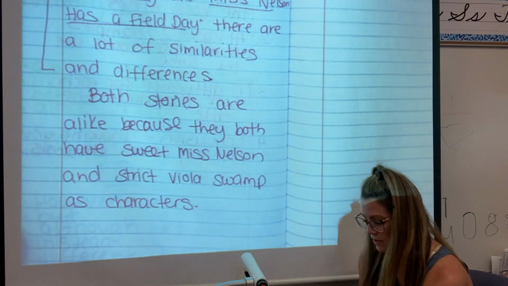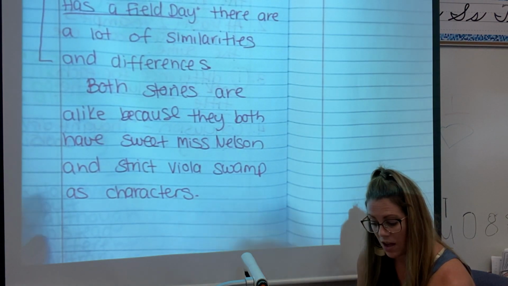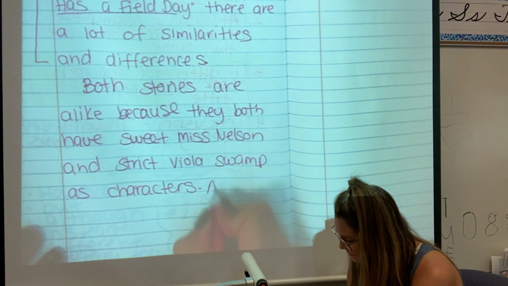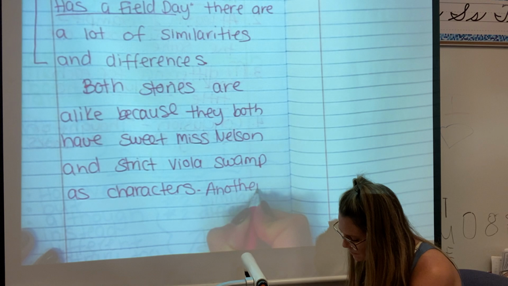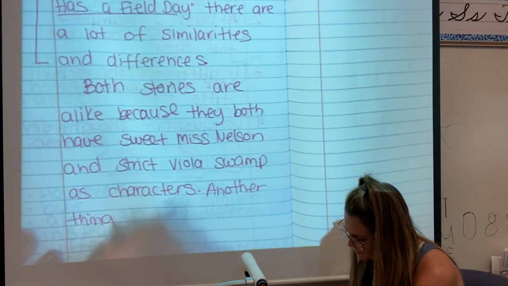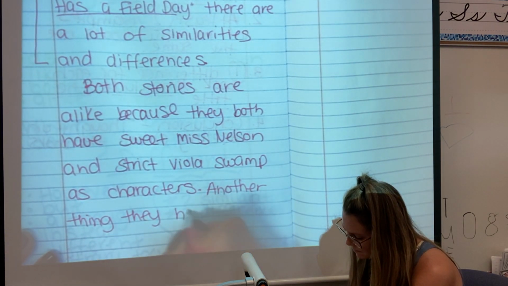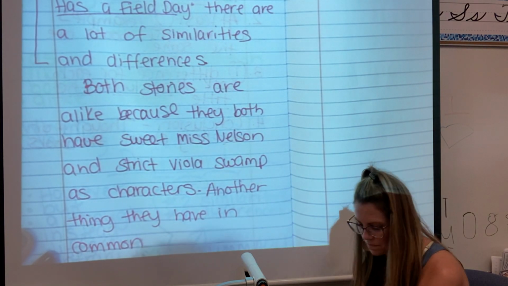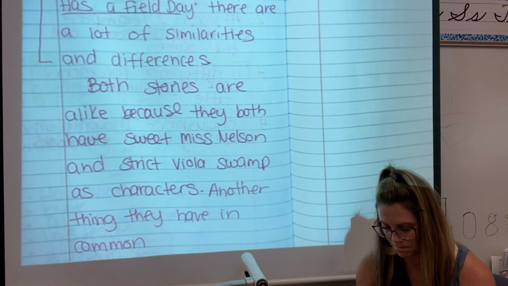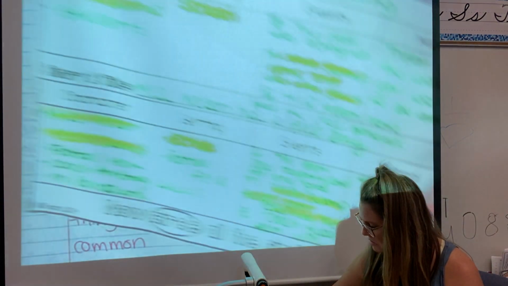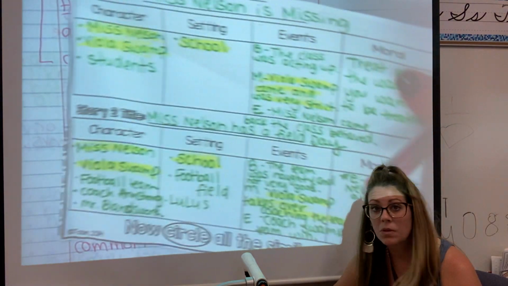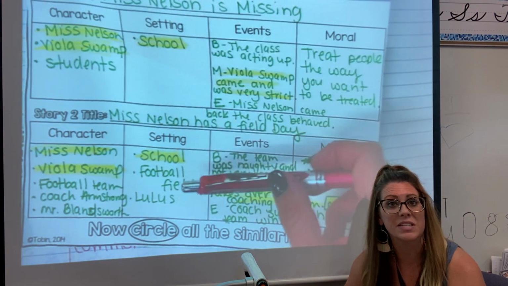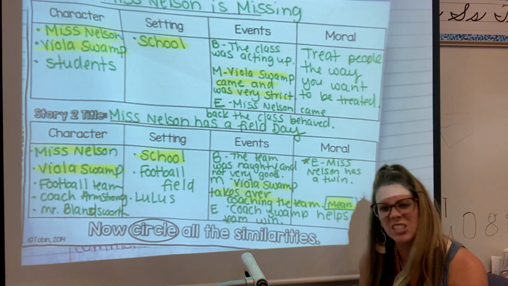Okay? What else could I say? Oh, another thing they have in common. Well, let's see. Well, Viola Swamp comes in the middle of both of the stories, or we could talk about the setting. Those are other similarities. Let's go with the setting.